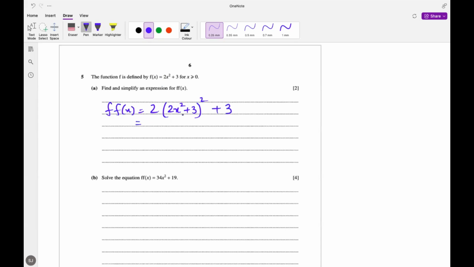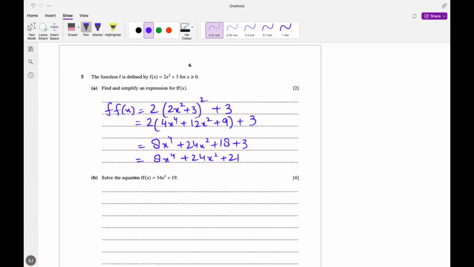Expanding (2x squared plus 3) whole squared. So this will become a squared, which is 4x to the power 4, plus 2ab. So that will be 2 times 2 times 3, which will become 12x squared, plus 9. And this will multiply, plus 3. Multiplying by 2, we'll get 8x to the power 4 plus 24x squared plus 18 plus 3. Finally, the answer will be 8x to the power 4 plus 24x squared plus 21.